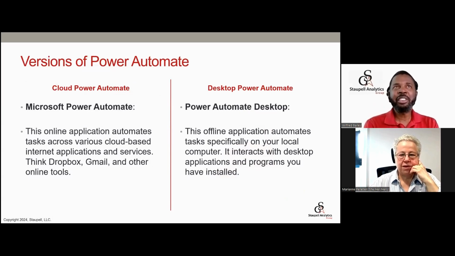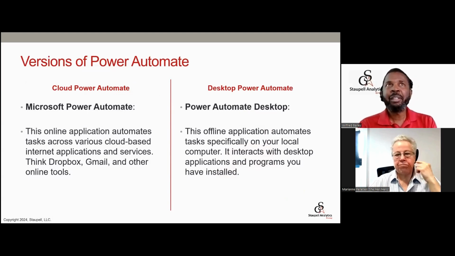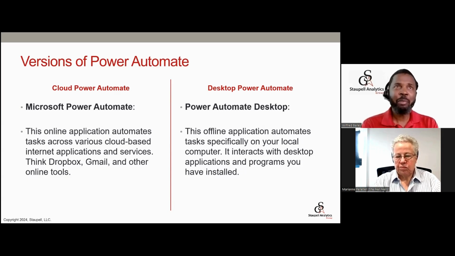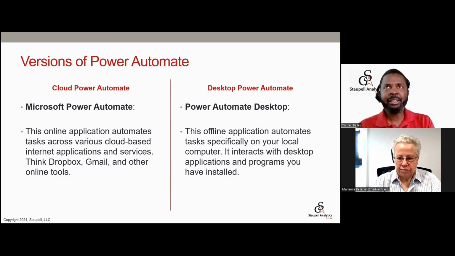So there's two versions of Power Automate. One is the Cloud Power Automate, and this is the online application that automates tasks across various cloud-based internet applications and services like Dropbox, Gmail, and other online tools. And then there's the Desktop Power Automate. Now, this offline application automates tasks specifically on your local computer. It interacts with desktop applications and programs you have installed. Now, these two can work together.